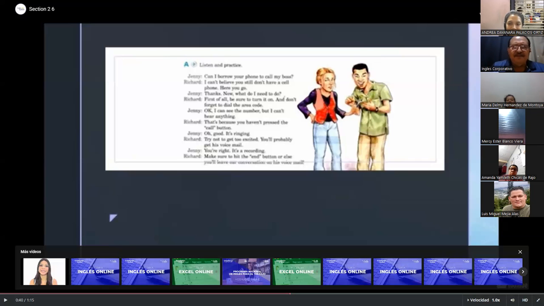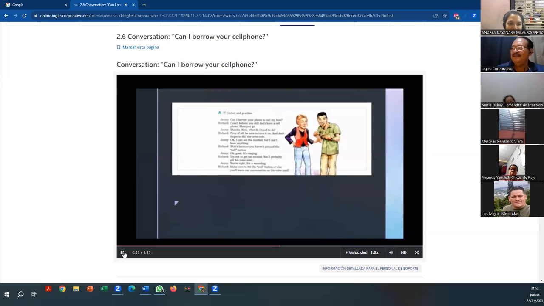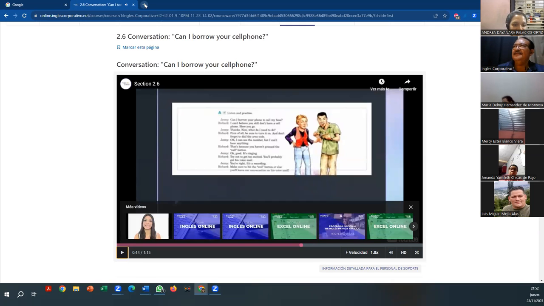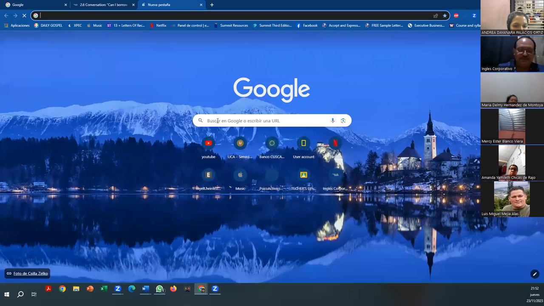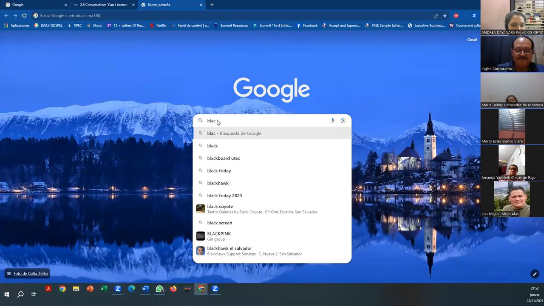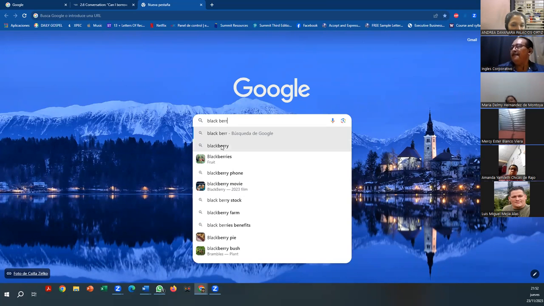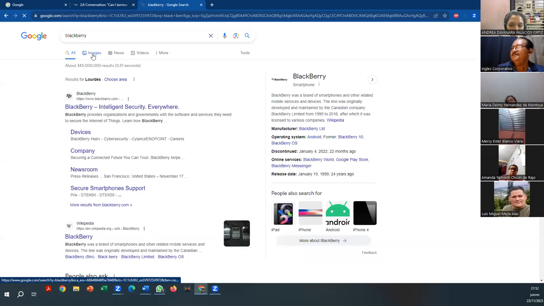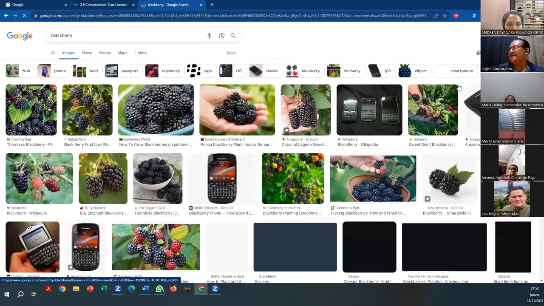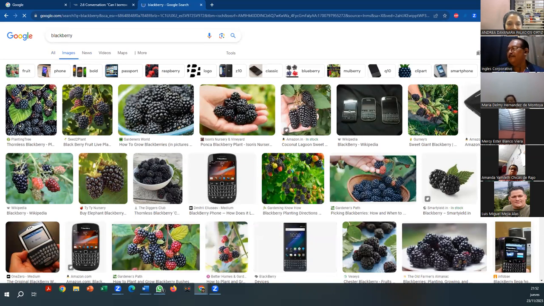Now, by the way, do you know the meaning of BlackBerry? The meaning. I don't know. BlackBerry. It was the cell phone. It's a fruit. A fruit. BlackBerry, I don't know. It's a fruit. No, it's not a fruit. I'll show you the image. Okay. That's a fruit. This is the cell phone. Yes.